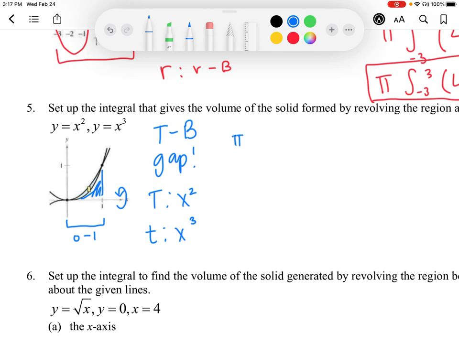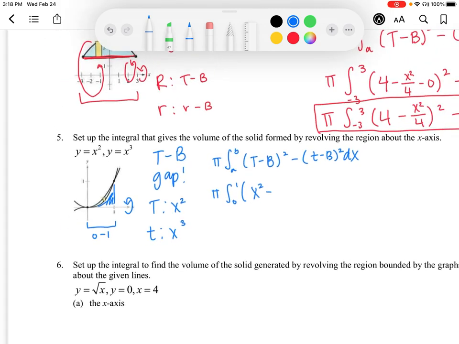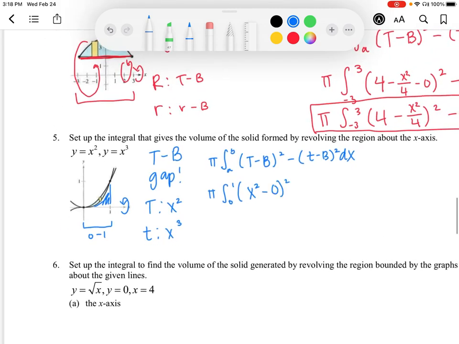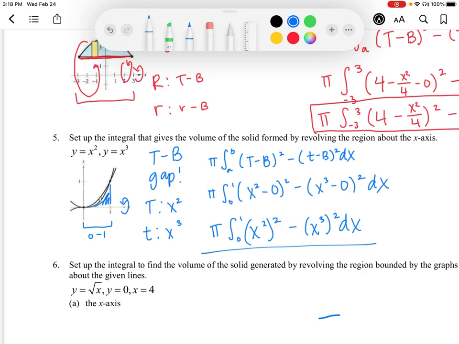So I'm going to have pi, the integral from a to b of (top minus bottom) squared minus (inner top minus bottom) squared dx. So pi, the integral from 0 to 1 of my big top, which is x squared. The b is what we're revolving around, which is the x-axis, so 0 squared, minus the little top, which is my x cubed minus the same 0 squared dx. So pi, the integral from 0 to 1 of x squared squared minus x cubed squared. And we could keep going and simplifying that, but we'll stop right there for now.